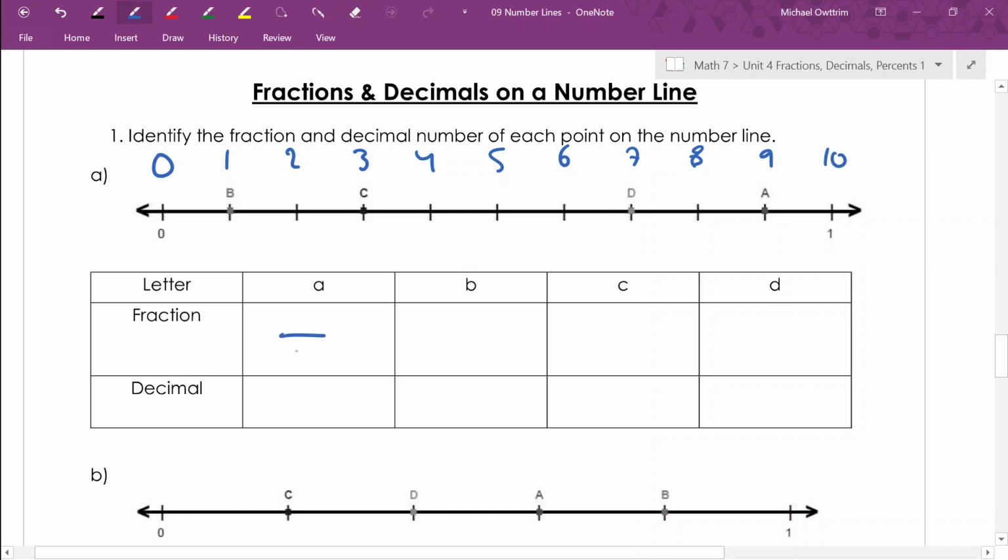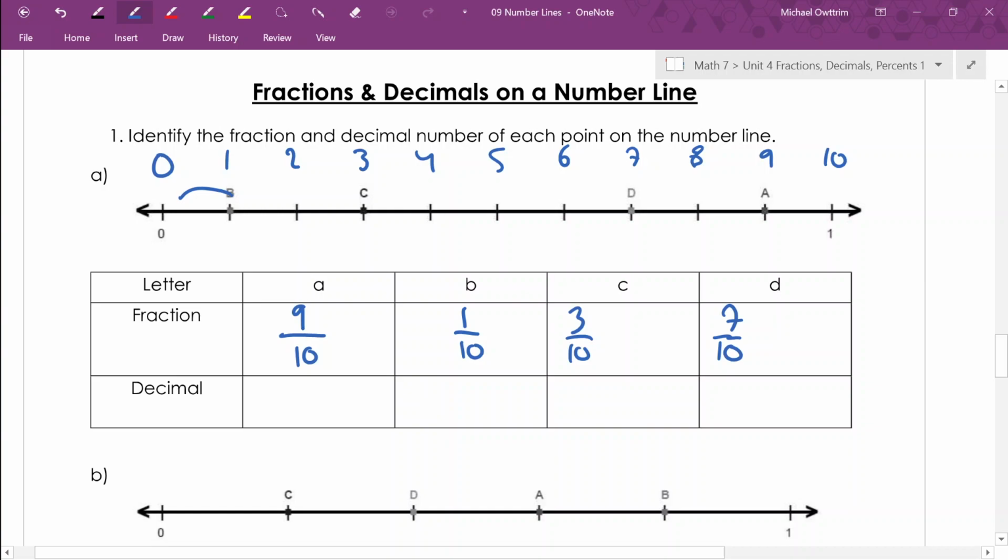And what that tells me is that the bottom of every fraction on this number line is 10 to begin with. As far as the top of the fraction, we just need to count how far we are from the whole number on the left. So B is 1 spot, so its fraction is 1 out of 10. C is 3 spots, so it's 3 out of 10. D is 7 spots, so it is 7 out of 10. And A is 9 spots, so it is 9 out of 10.